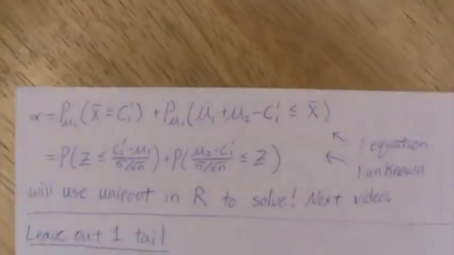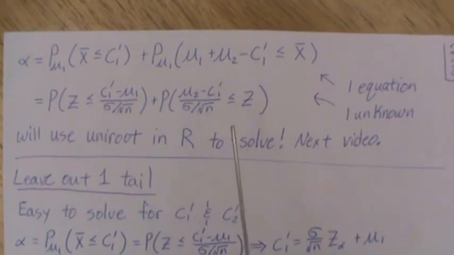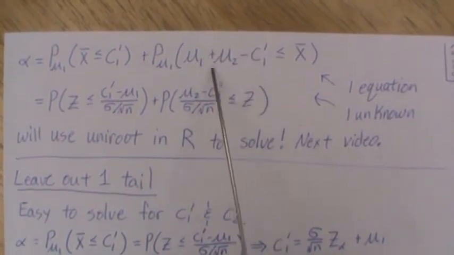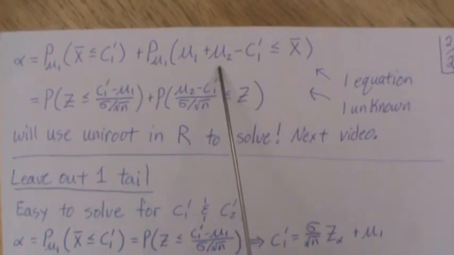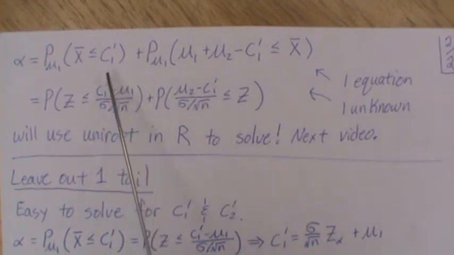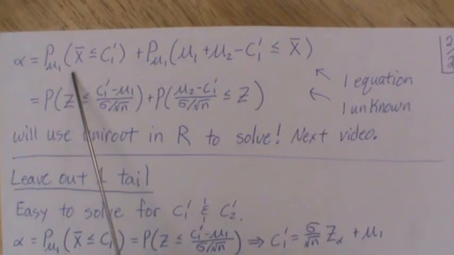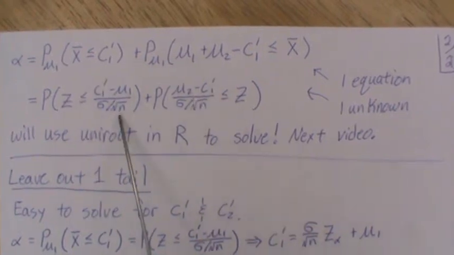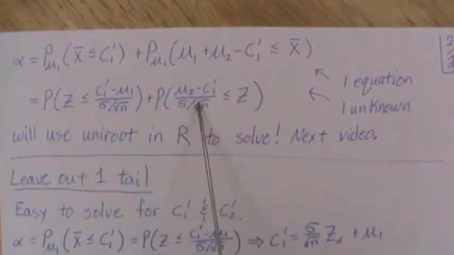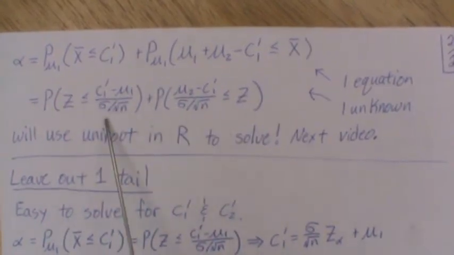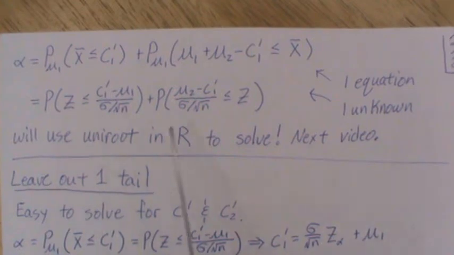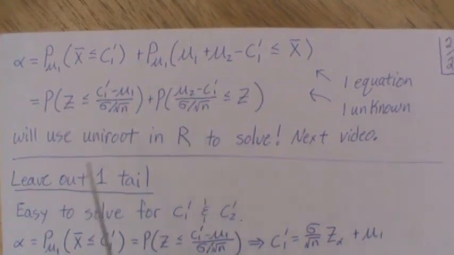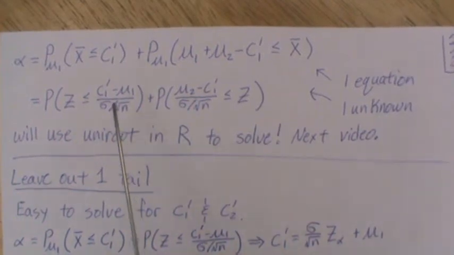And that's what we do. We plug this in, instead of being C2, we put in what it equals. Now, if we subtract the mean, mu1, from both sides, divide by the standard deviation, we get this. Now look at this, mu is equal to this. And there's only one unknown, C1 prime, right? So this is easy to solve, and we'll use uniroot in R to solve this, and it's instantaneous.